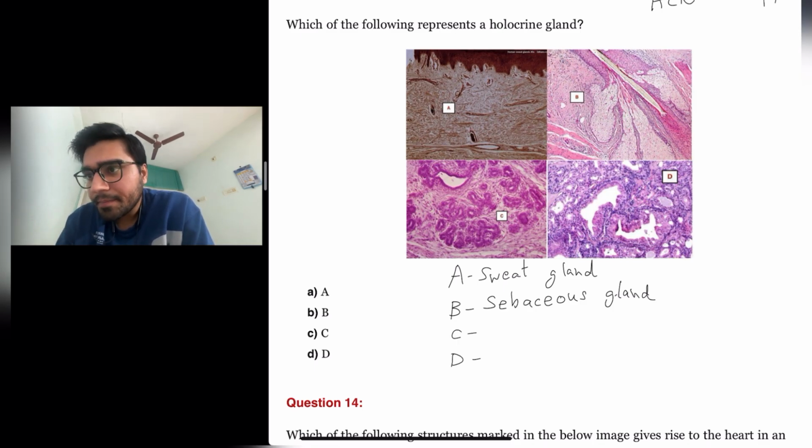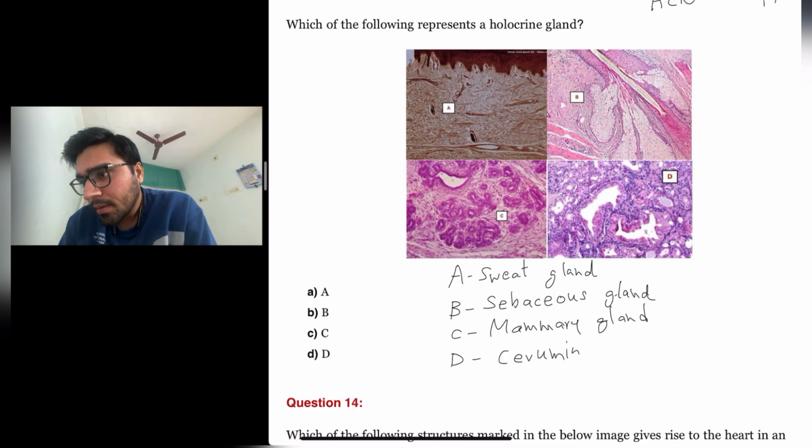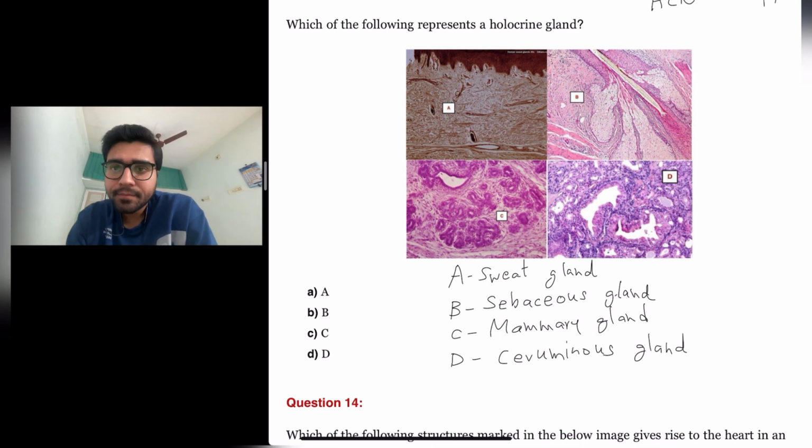The image C is an image of a mammary gland, and the image D is an image of a ceruminous gland. So which of these is a holocrine gland? This is the question. So let us discuss the types.